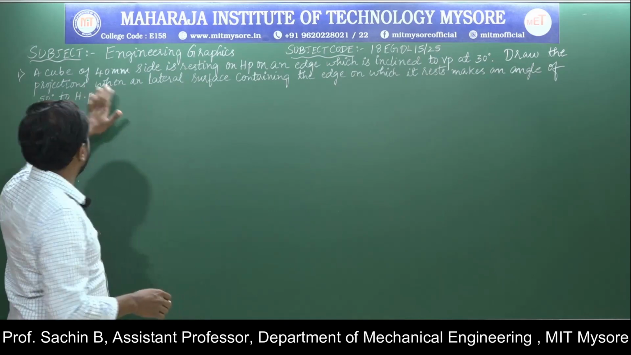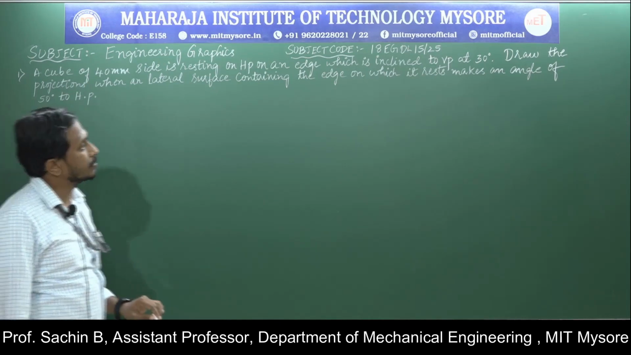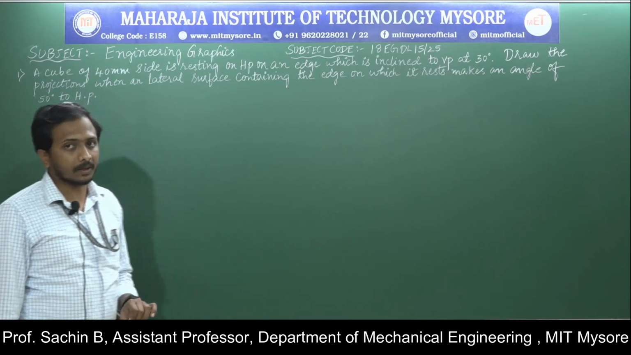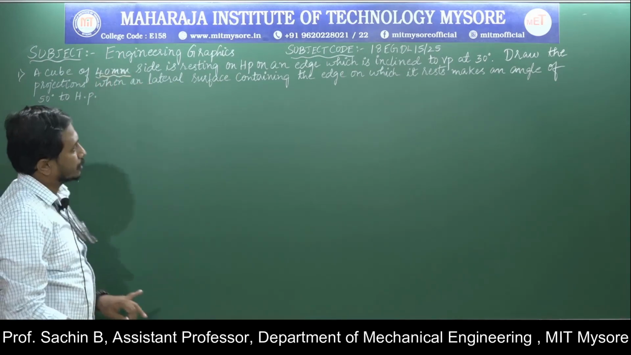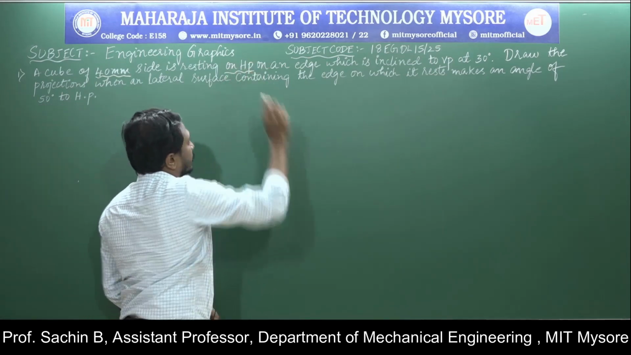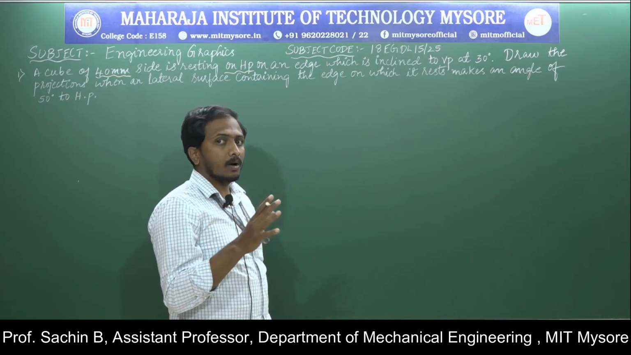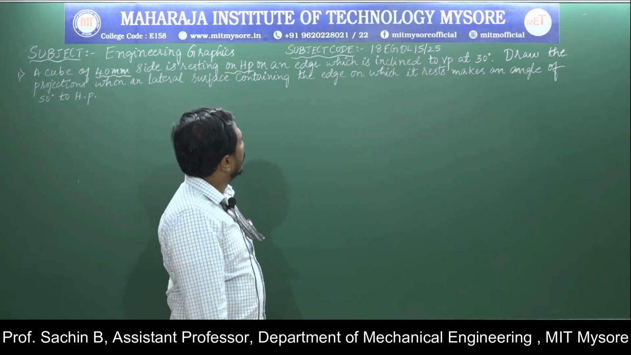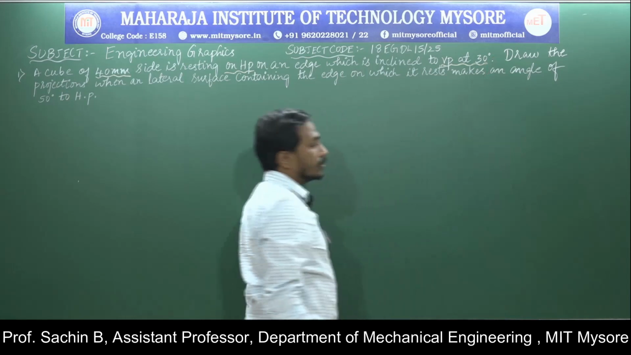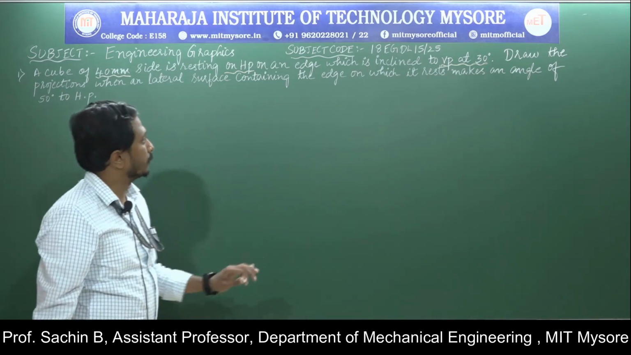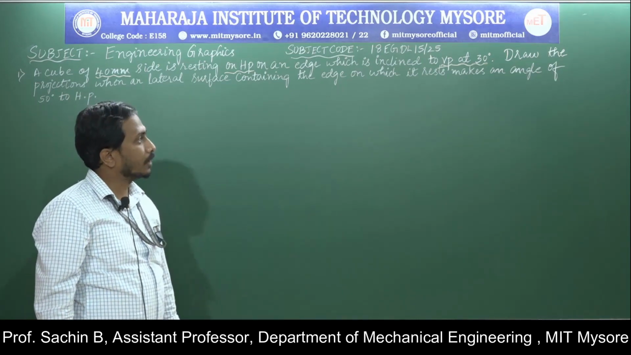Here I have written the question. A cube of 40 mm side is resting on HP on an edge which is inclined to VP at 30 degrees. Here a cube of sides 40 mm is resting on HP. They clearly say it is resting on an edge, meaning the cube has 4 edges at the base, and any one of the edges is resting, which is inclined to VP at 30 degrees. This VP angle of 30 degrees we are going to prove in the last position. Full stop, meaning the resting edge is inclined at an angle of 30 degrees to VP.